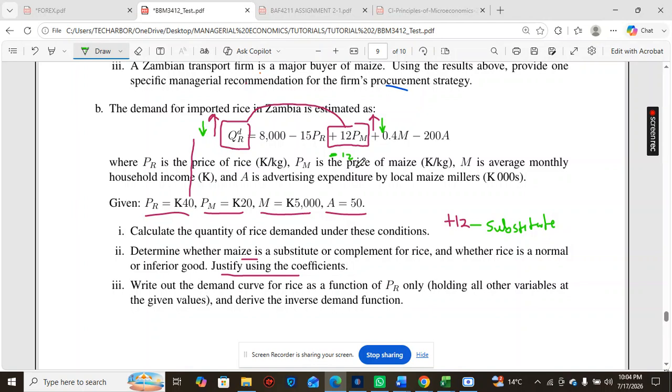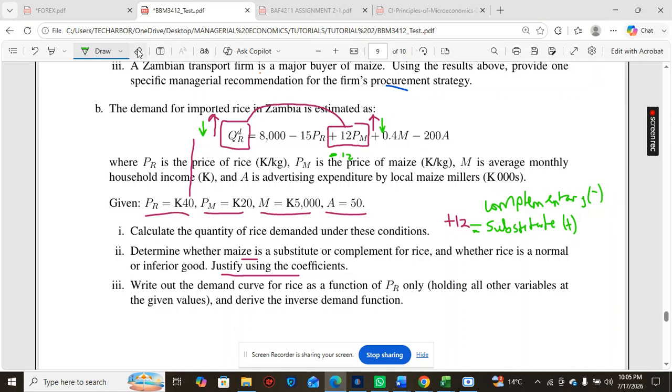So remember that, colleagues, all right? If you have a positive coefficient, substitute goods. If it's a negative coefficient, complementary goods. Okay. Yes. Any questions? Complementary if the coefficient had a negative sign.